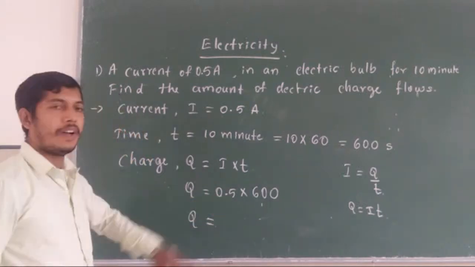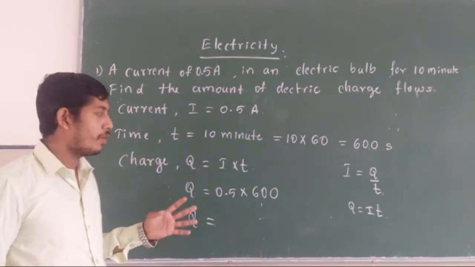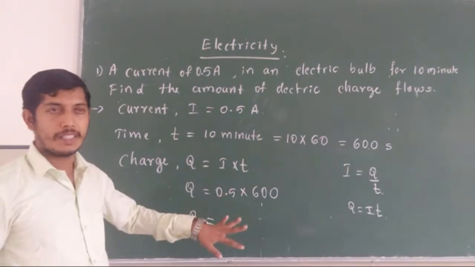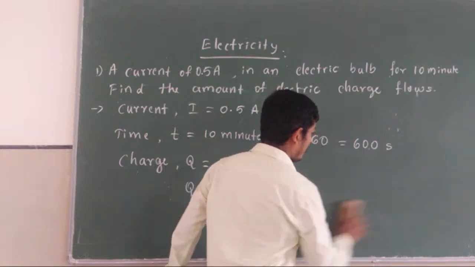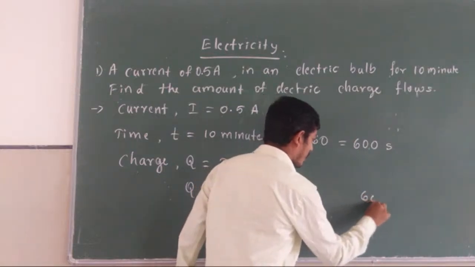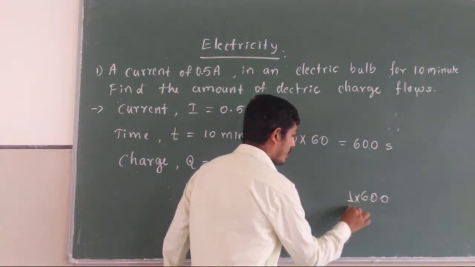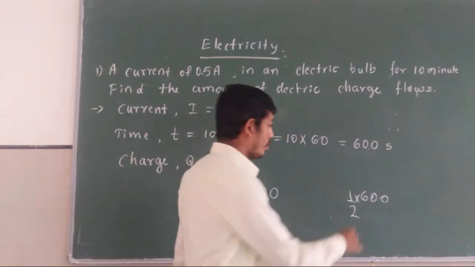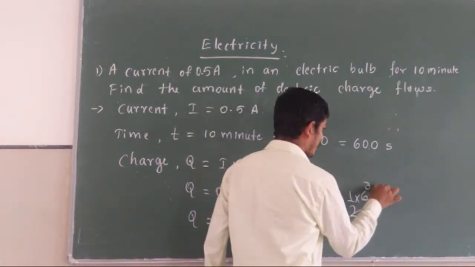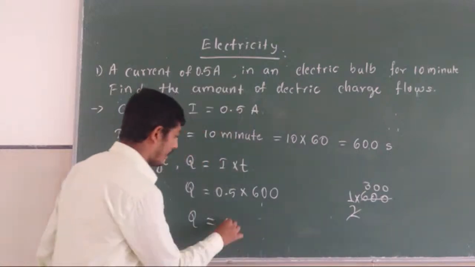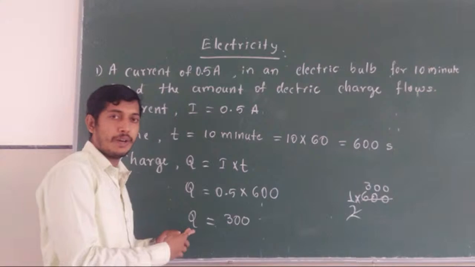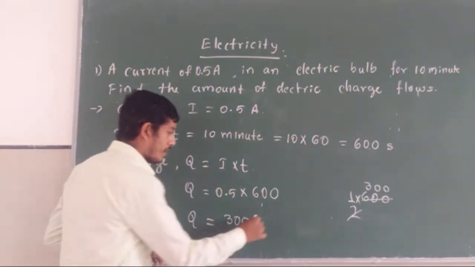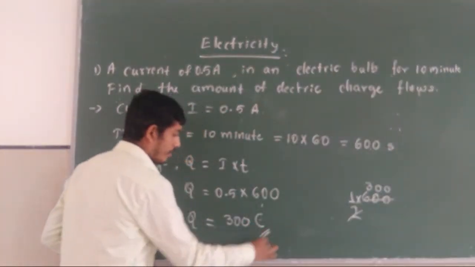0.5 is the same as 1 divided by 2. No need to multiply 0.5 by 600, you can directly write it as 600 into half. 2 threes are 6, so it becomes directly 300. And we have to write the SI unit of charge, which is coulomb, as in chapter 6.